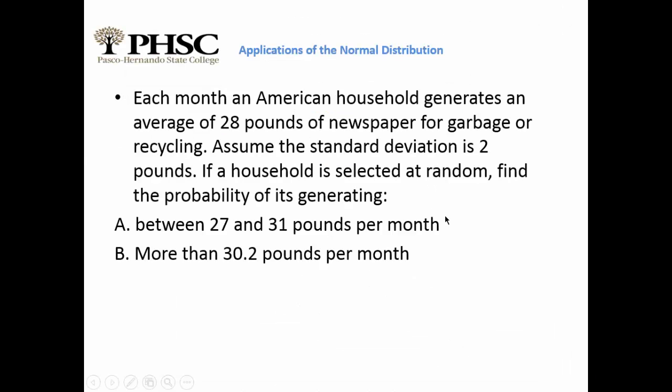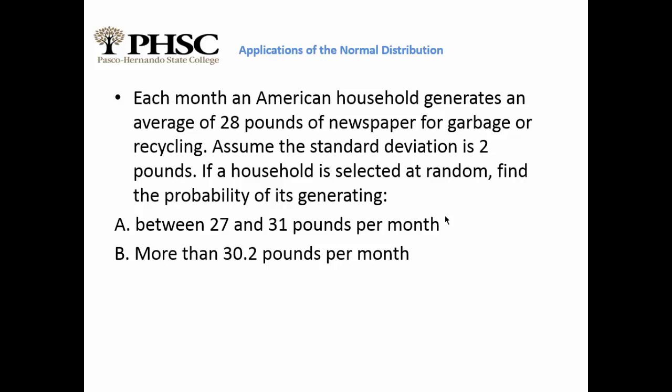So here's another example. Each month, an American household generates an average of 28 pounds of newspaper for garbage or recycling. Now, assume the standard deviation is 2 pounds. If the household is selected at random, find the probability of it generating between 27 and 31 pounds, and more than 30.2 pounds. The other assumption is that it is in fact normally distributed or approximately normally distributed.